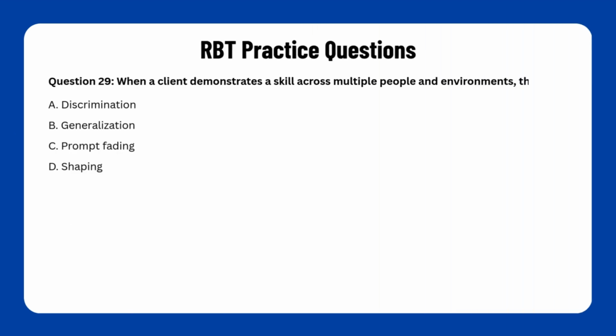Question number 29. When a client demonstrates a skill across multiple people and environments, this is A. Discrimination. B. Generalization. C. Prompt fading. D. Shaping. The correct answer is B.